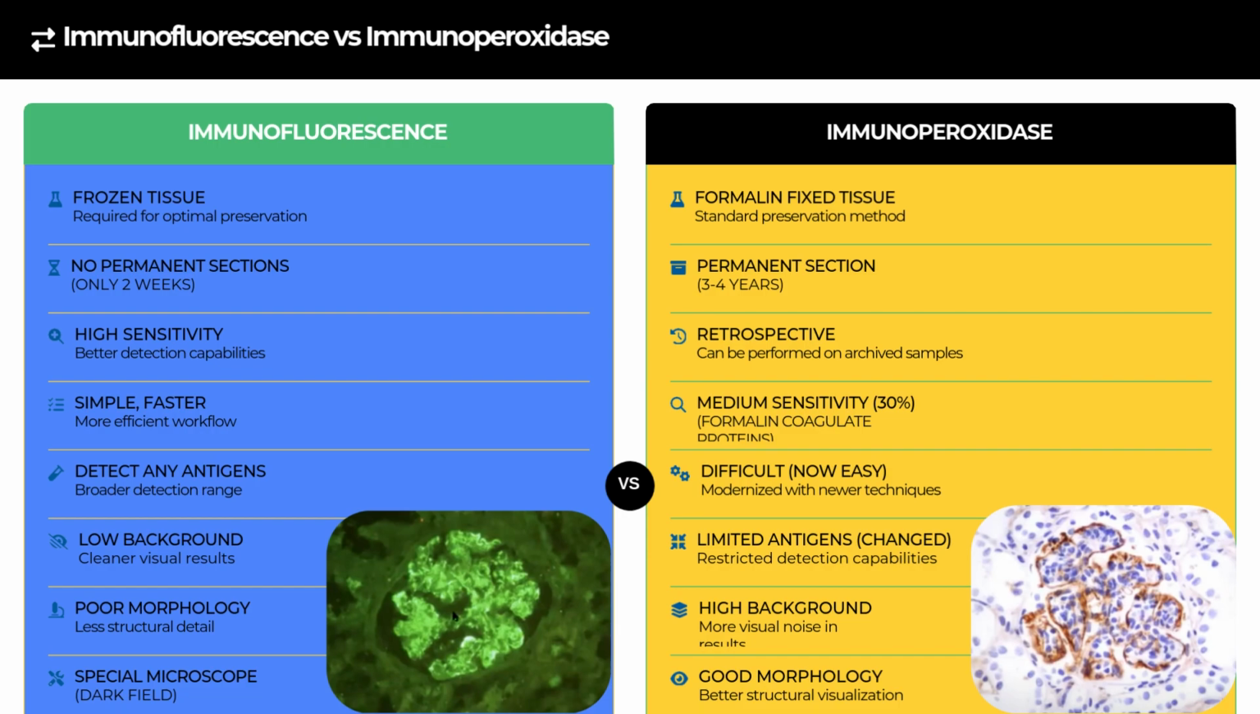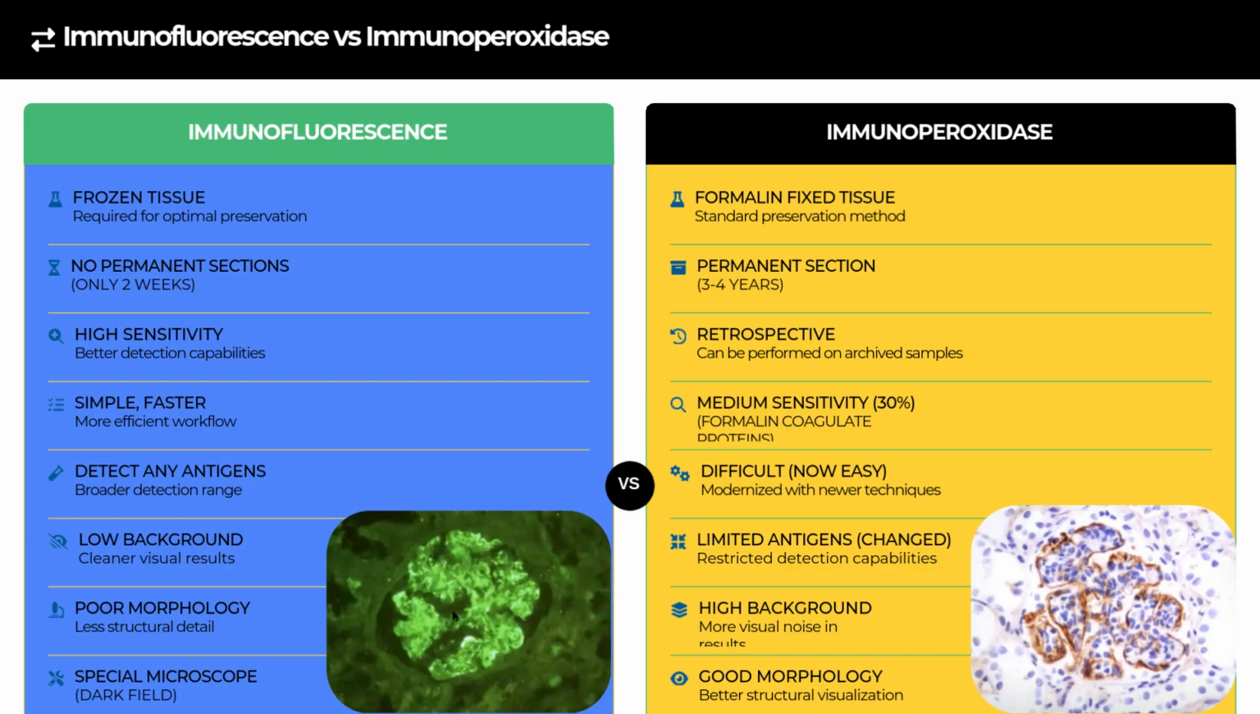And this slide compares immunofluorescence and immunoperoxidase techniques. Immunofluorescence requires frozen sections, whereas immunohistochemistry can be performed on formalin-fixed tissue. It doesn't provide permanent sections in immunofluorescence. Samples are typically usable for only about 2 weeks before they must be discarded. In contrast, immunohistochemistry allows for permanent sections that can be used for 3 to 4 years.